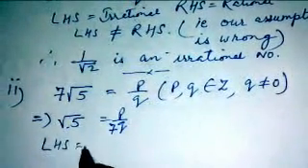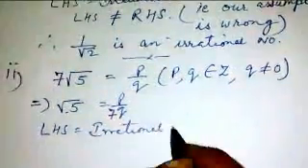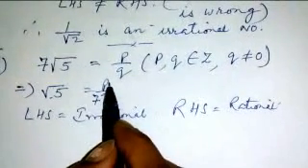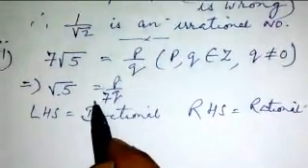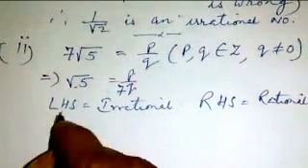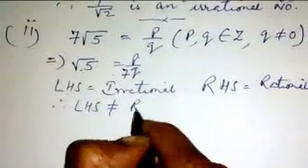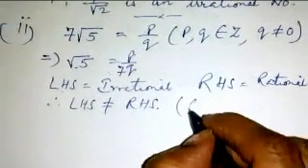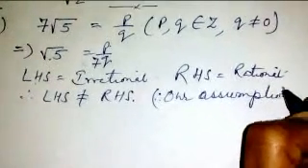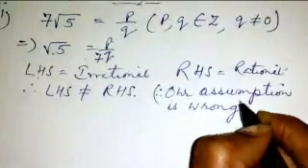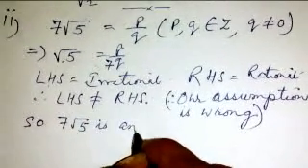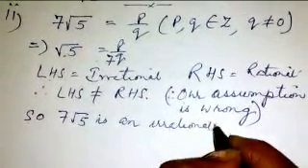So here we can say LHS is irrational and RHS once again is coming out rational. How rational? Because the numerator is an integer, the denominator is an integer, and the denominator is not equal to 0. All three conditions of a rational number are satisfied here. So RHS is rational, LHS is irrational, therefore LHS is not equal to RHS. Therefore our assumption is wrong. So 7 root 5 is an irrational number.